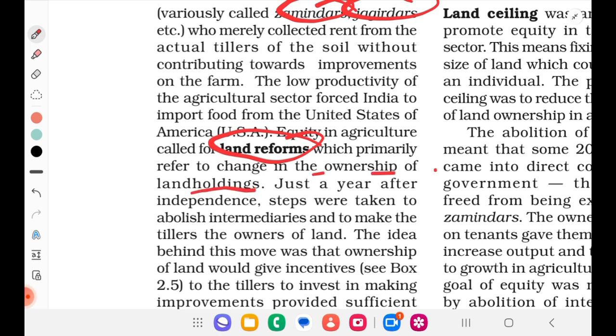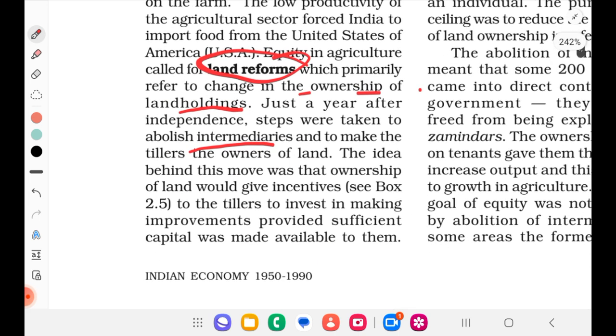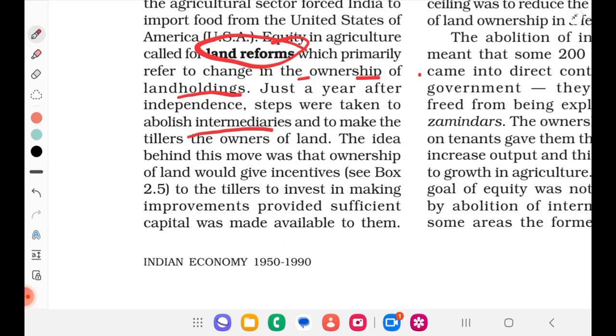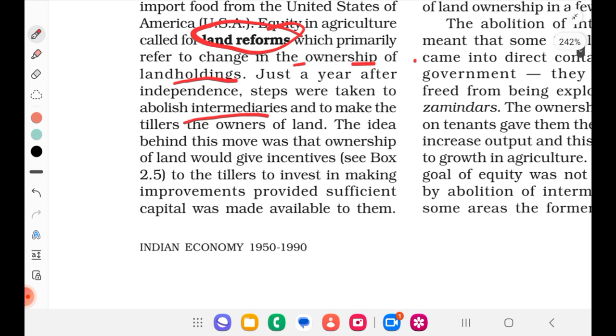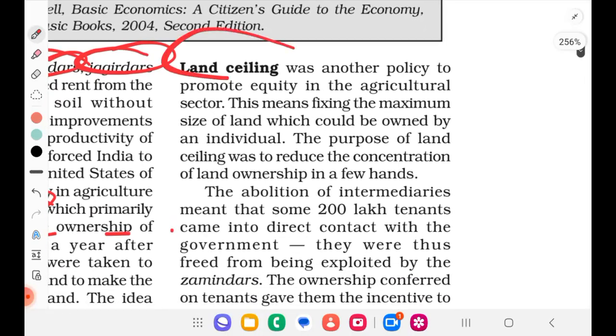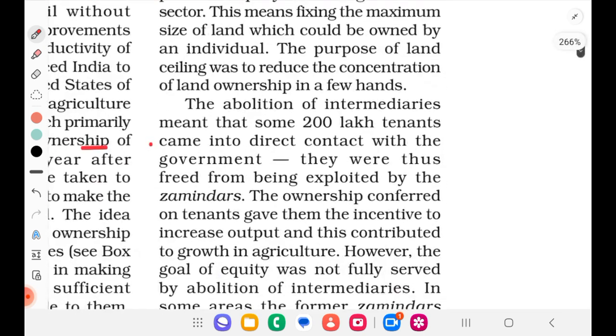Just a year after independence, steps were taken to abolish the intermediaries and to make the tillers the owners of the land. The idea behind this move was that ownership of land would give incentives, see Box 2.5, to the tillers to invest in making improvements, provided sufficient capital was made available to them. Land ceiling was another policy to promote equity in the agricultural sector. This means fixing the maximum size of land which could be owned by an individual. The purpose of land ceiling was to reduce the concentration of land ownership in few hands.